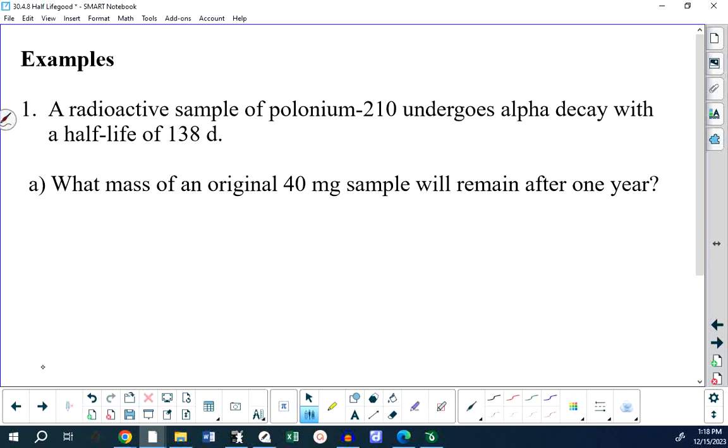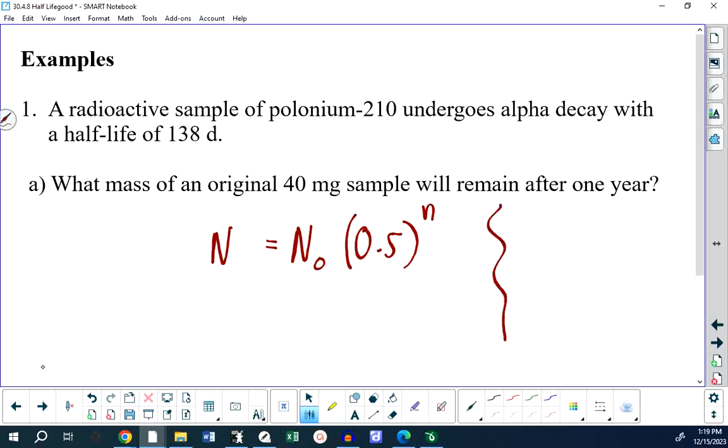In a radioactive sample of polonium-210 with a half-life of 138 days, if an original mass was 40 milligrams, how much polonium-210 will remain after 1 year? So this is a simple question, really. We have N equals N0 times 0.5 to the T over H.